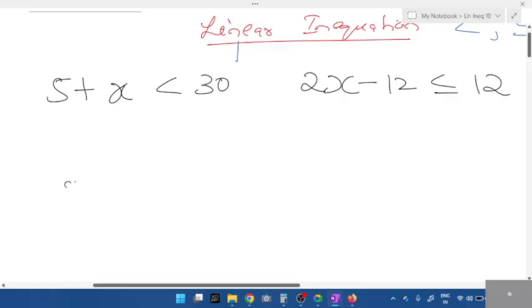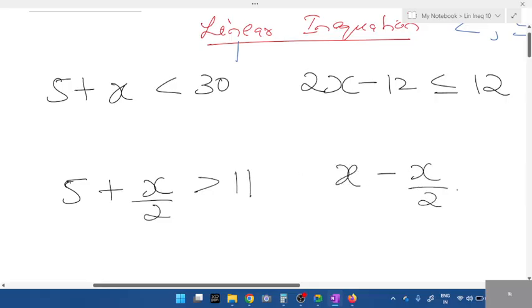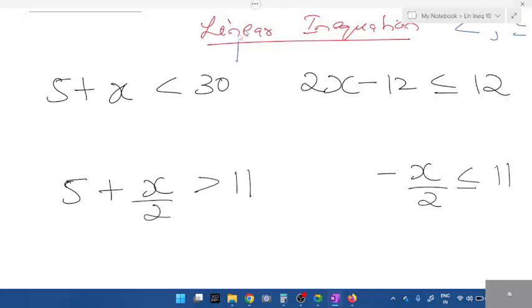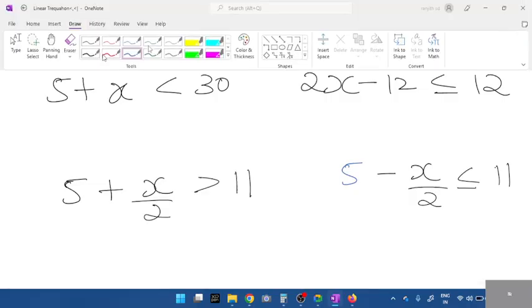Okay, next. 5 plus x divided by 2 is greater than 10. Next, 5 minus x by 2 is less than or equal to 11. See, these are the four questions, students.